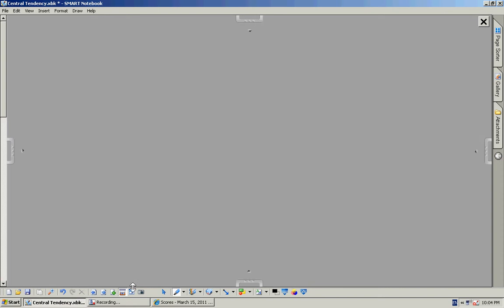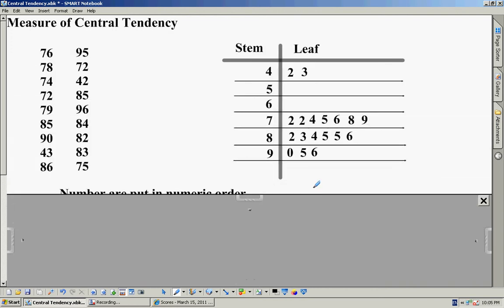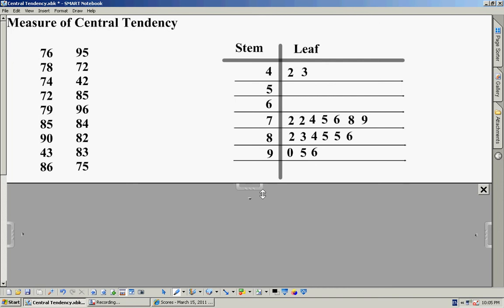All right, let's see how you did. Now, if you've had time to finish it, here's what your stem and leaf should look like. 4, 2, and 3, we got those. There's no 50s, no 60s. 70s, we did 2, 2, 4. You should have gotten a 5, 6, then 8 and 9. Then 82, 3, 4, 5, 6, or 5, 5, and 6, and then 90, 5, and then 6. Does yours match that? Good. If it does. Okay, now we've got it in this form.